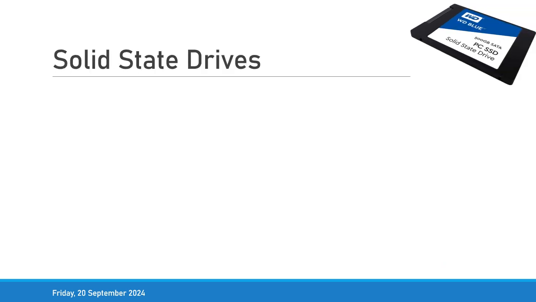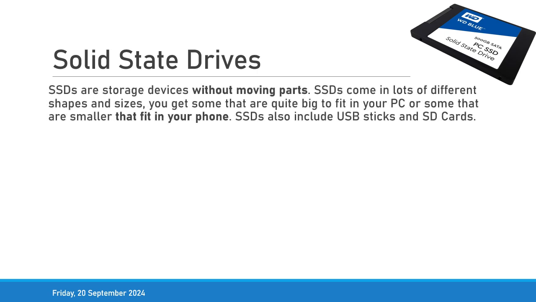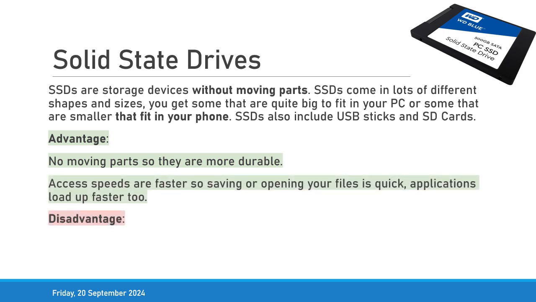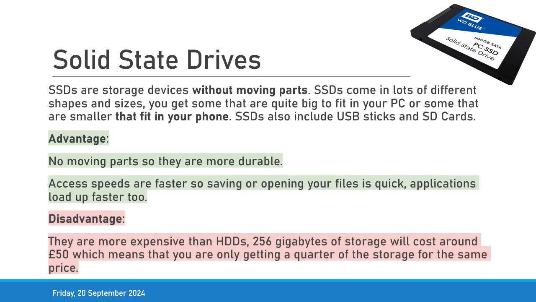Solid state storage like solid state drives and USB flash drives are much faster at reading and writing data, mainly because it has no moving parts, hence the term solid state. It's also more durable, but typically it's more expensive and doesn't always have as much capacity as magnetic storage.